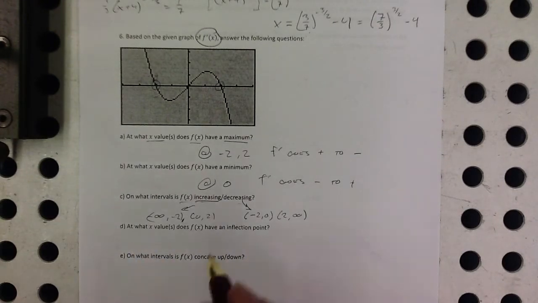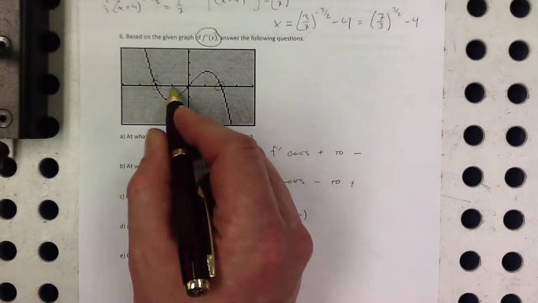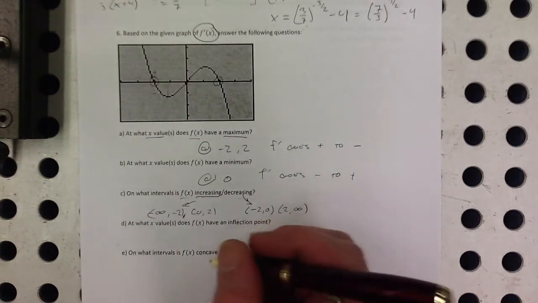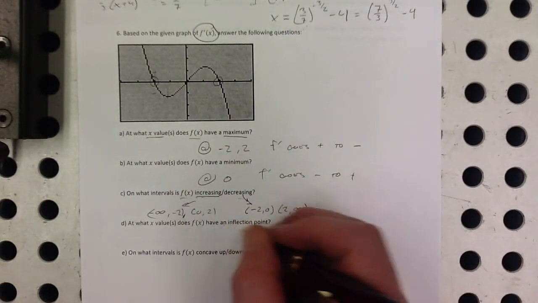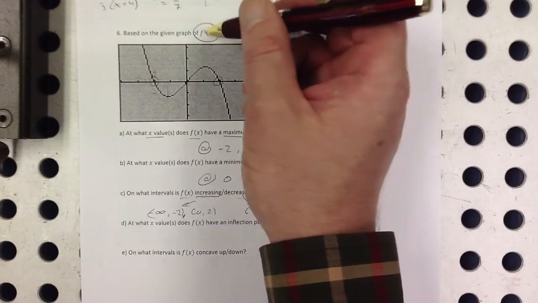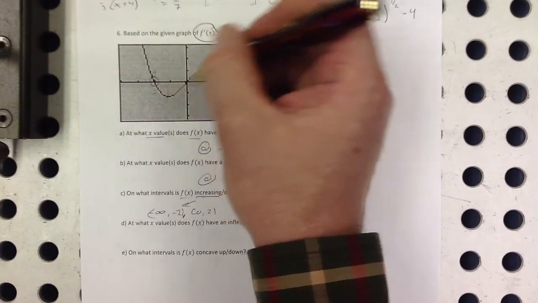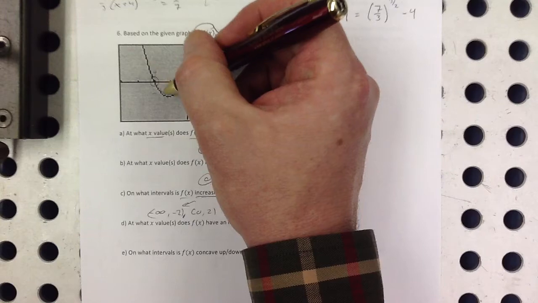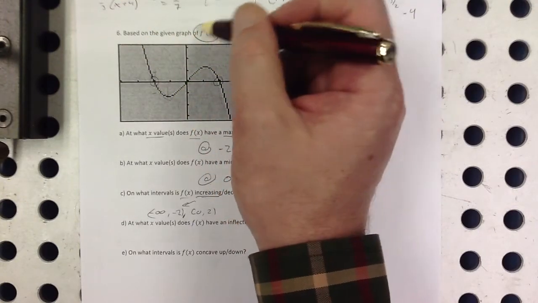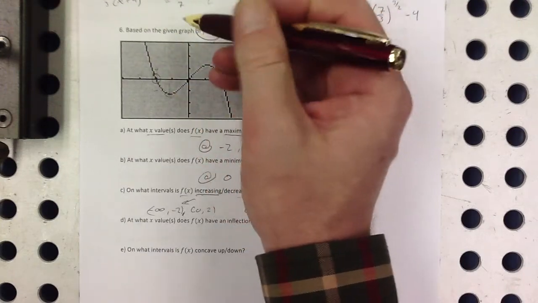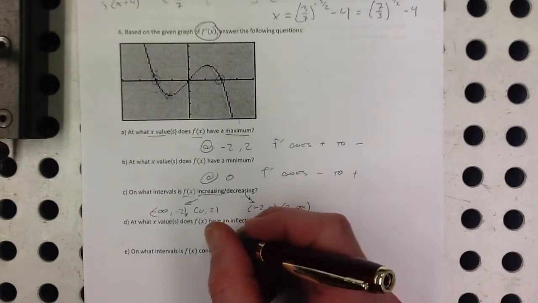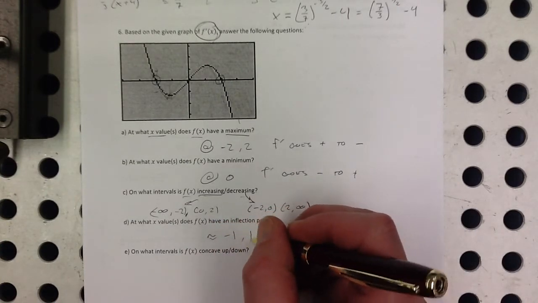Where does it have inflection points? Well, it looks like it's around 1-ish. I don't know, maybe a little bit less than that. Reading from the graph, it looks like it has inflection points where the slope of the derivative changes sign. The slope of the derivative is the second derivative, and we need that to change sign. So the slope of this is negative, and then positive and negative. So we go concave down, up, down. So inflection points at approximately negative 1 and 1.